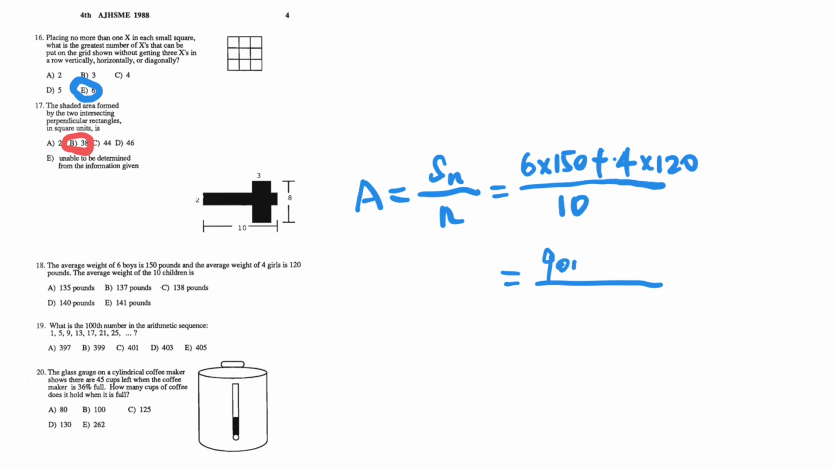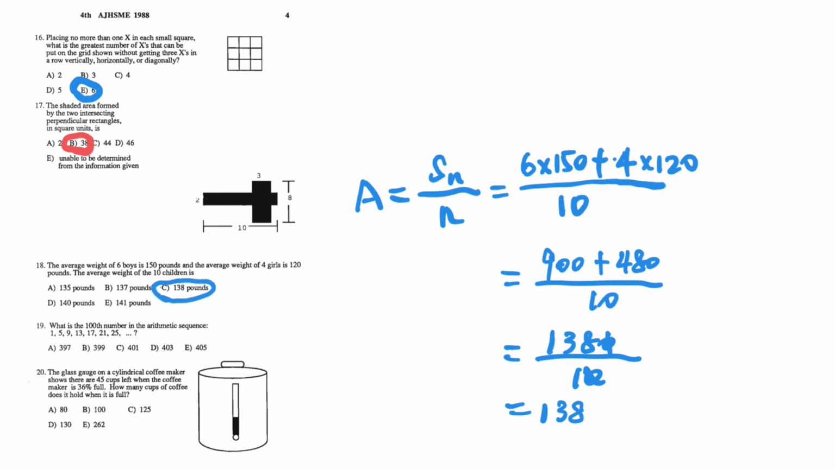That's 900 plus 480, over 10, equal to 1380 over 10. So cancel the 0. That's 138. So the average weight of the 10 children is 138 pounds. That's the answer C.